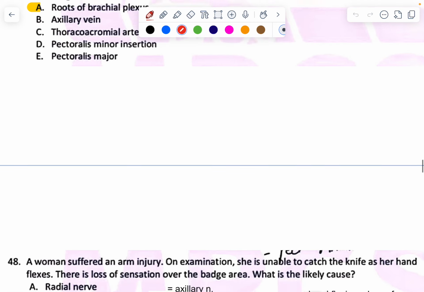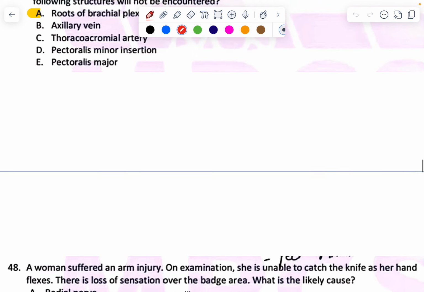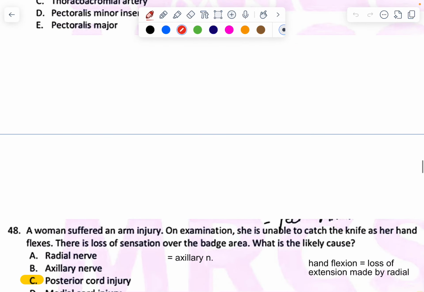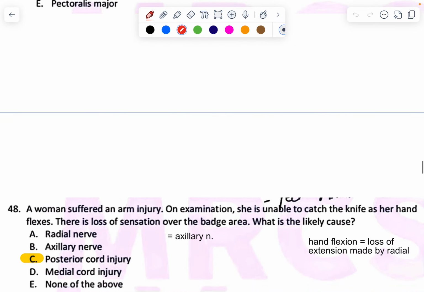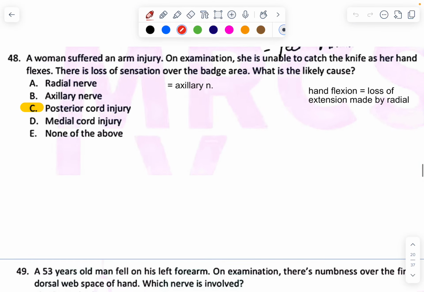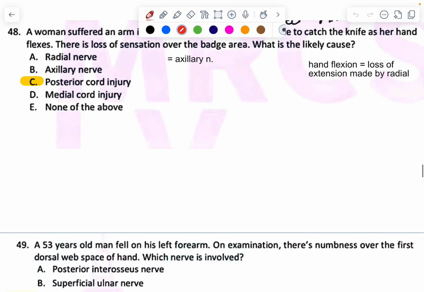Arm injury, she is unable to catch the knife as her hand flexes. The loss of sensation over the badge area. This is what is likely the cause. So, radial low. It is just like an upper cord palsy, posterior cord, radial nerve and axillary nerve both are involved in this. Numbness, dorsal aspect of hand, which nerve? Radial.